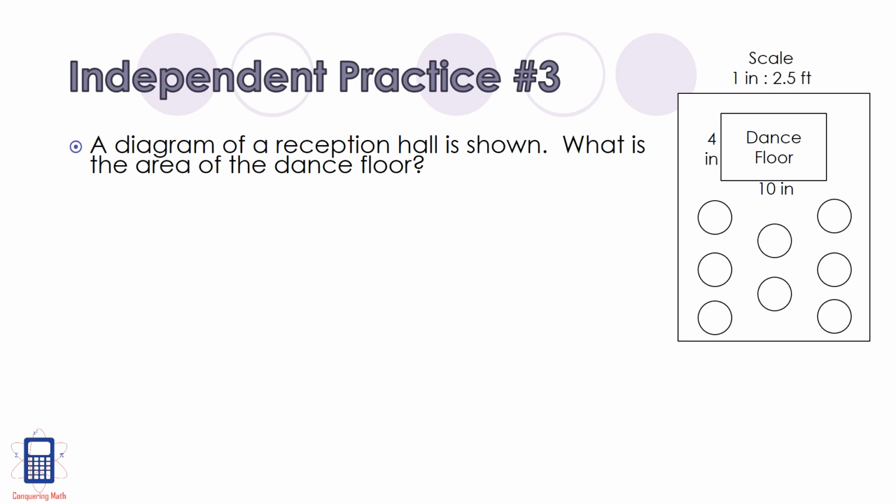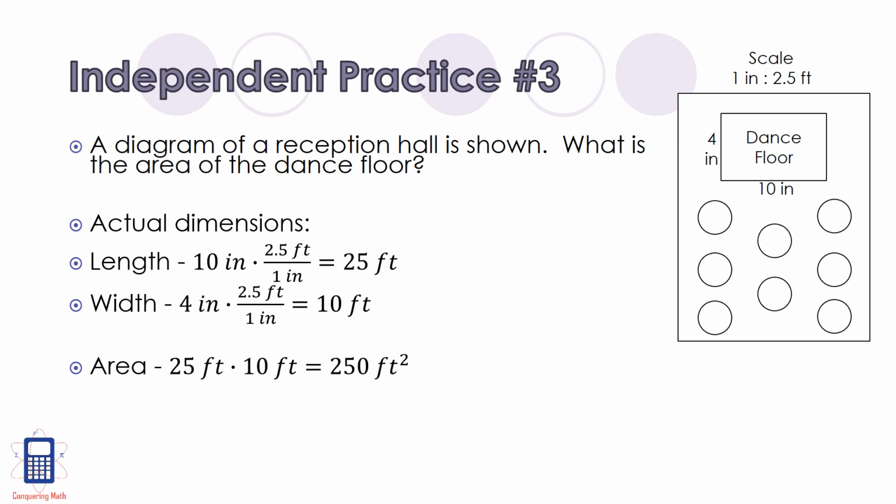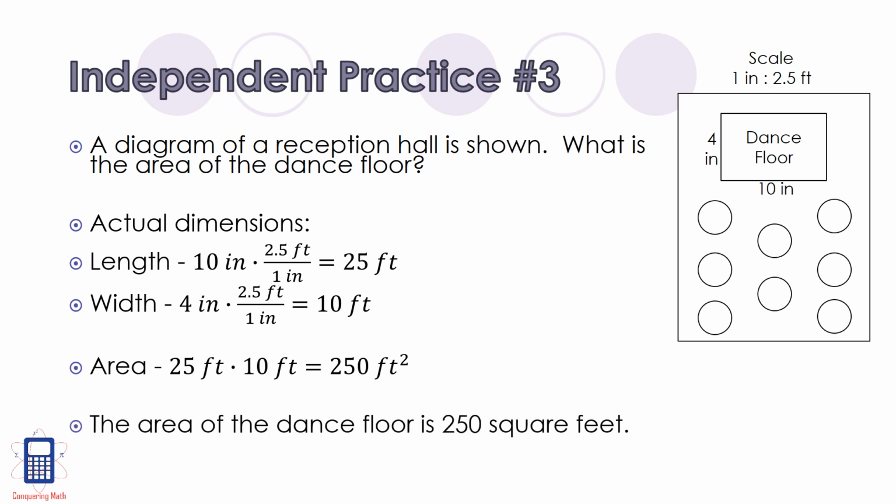Okay, so remember that the first thing we need to do is to convert the scale measurements into the actual measurements. So the actual dimensions, we'll start with length. 10 inches times 2.5 feet per 1 inch equals 25 feet. Then for the width, 4 inches times 2.5 feet per inch equals 10 feet. Now we just need to find the area of the dance floor, so that's easy, that's length times width. So 25 feet times 10 feet equals 250 square feet. The area of the dance floor is 250 square feet.